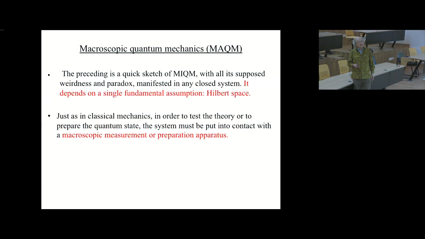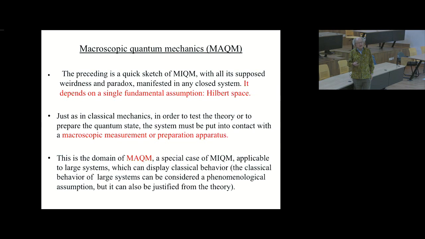That's my claim. Now, of course, in order to test the theory or to prepare the quantum state in practice in a lab, you have to put it into contact with macroscopic measurement and preparation devices. This is the domain of macroscopic quantum mechanics, which is, as before, a special case of microscopic quantum mechanics applicable to large systems which have as a subsystem the original system under study, and then it's put into contact with the measurement or preparation instruments, which are assumed to be classical.